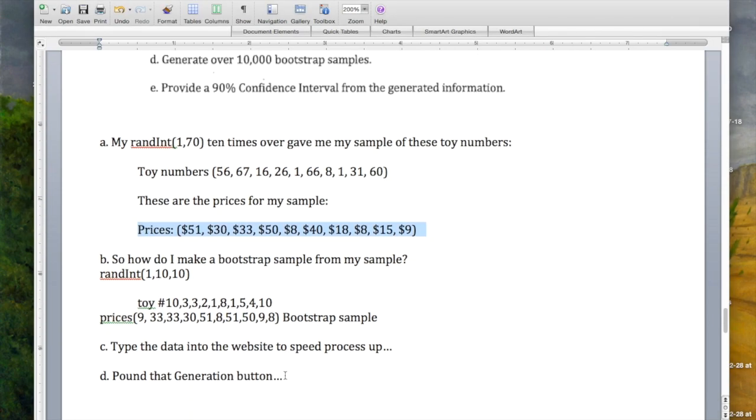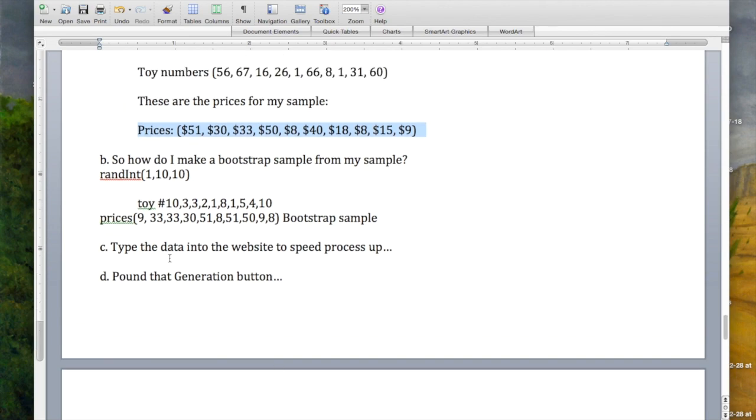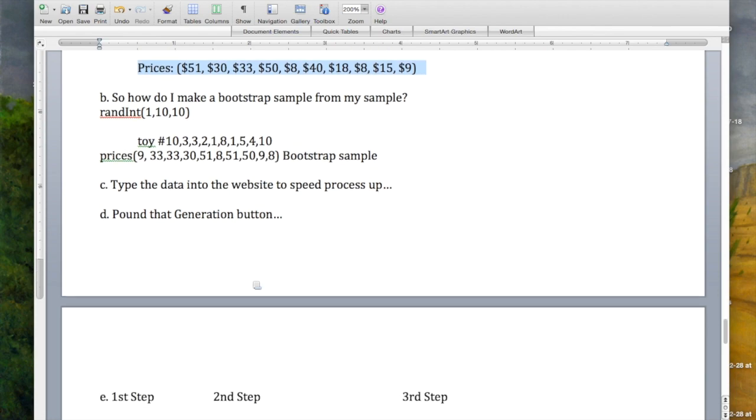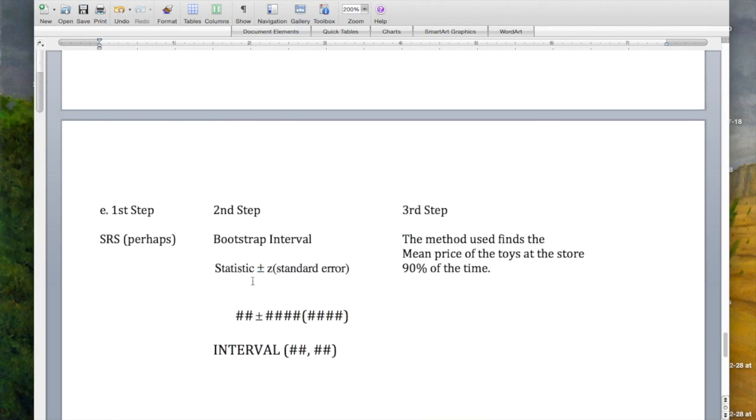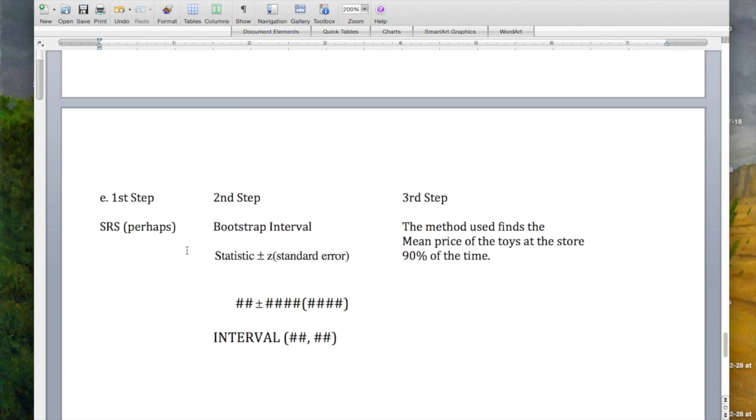So I've already typed the data into the website. I pounded that generation button to get thousands and thousands of samples. And then this is the final format to fill out. So was it a simple random sample? Perhaps it was. The method used finds the average price of toys at the store 90% of the time. My bootstrap interval is... if you're completing this, make sure you tell me which interval you're using. Make sure you tell me which formula you're using, and it's just the simple bootstrap formula.